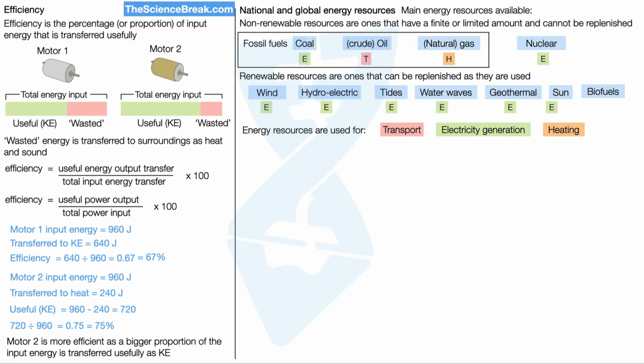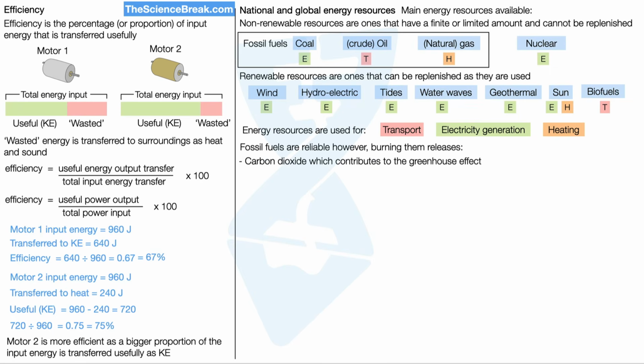The sun can be for electricity generation or for heating, if we have solar panels for heating water, and biofuels are often for transport. Remember, these are the main uses, but there might be more than one use for each of these energy sources. Fossil fuels are reliable, however, burning them releases carbon dioxide, which contributes to the greenhouse effect, and sulfur dioxide from coal and oil, which can produce acid rain. Fossil fuels are also running out because they are non-renewable.